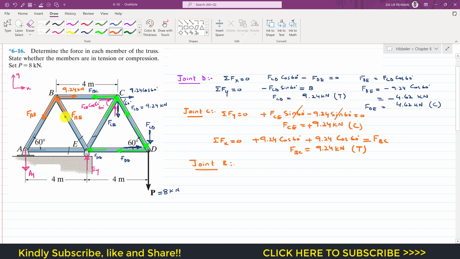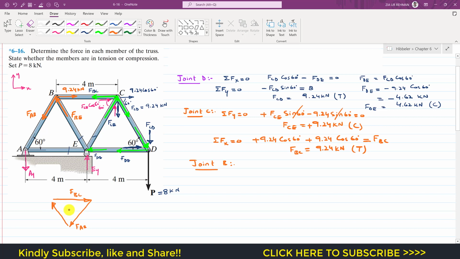So I will tell you a thumb rule that whenever we have three forces at a joint, in order to pick or assume the accurate direction of these forces, we need to arrange these forces in such a way that they make a closed triangle, right? So if I draw this FBC force here, this is FBC force, then FAB, this is FAB, and this is FBE. So they are making the closed triangle, and the closed triangle means that if we add them by head to tail rule, they should give us a closed triangle.